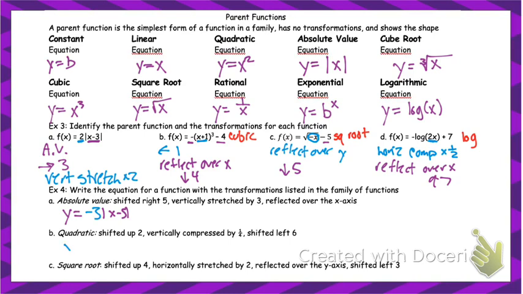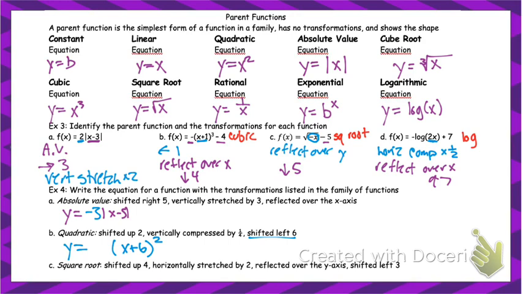All right, quadratic. I've got my parentheses, and my parentheses will be squared if it's quadratic. The horizontal stuff will be inside our parentheses. The only horizontal thing I have here is left 6. So that's going to be written as x plus 6.